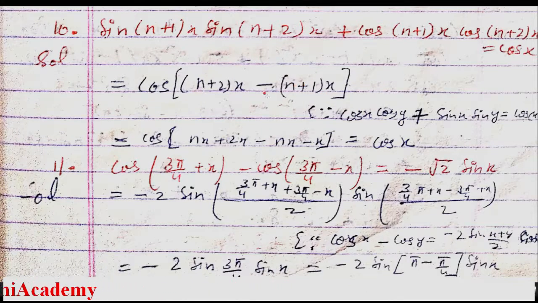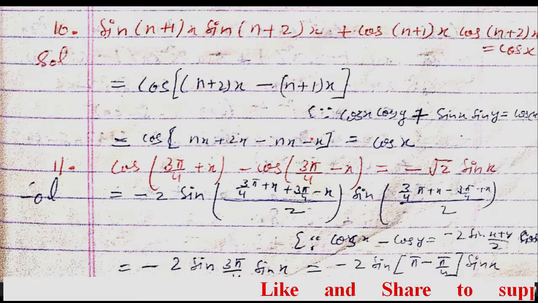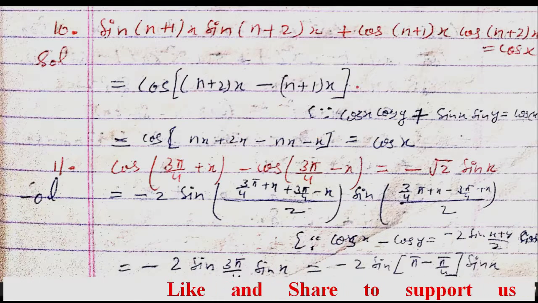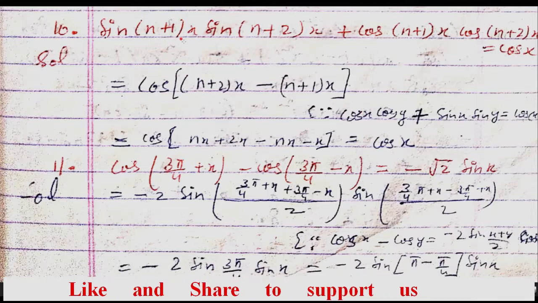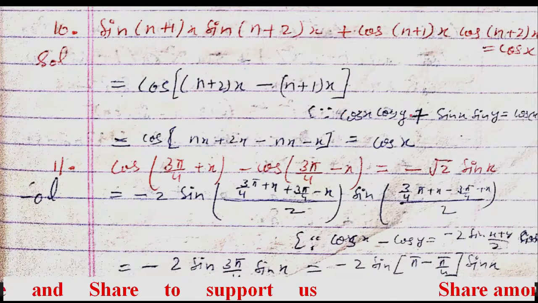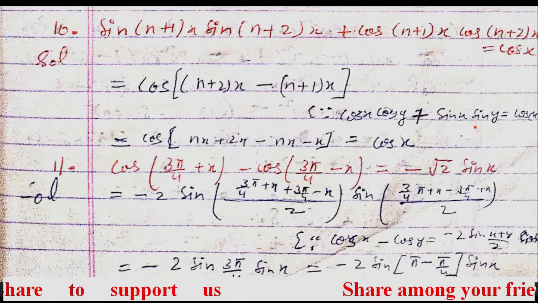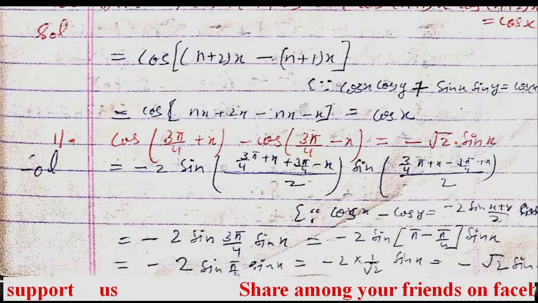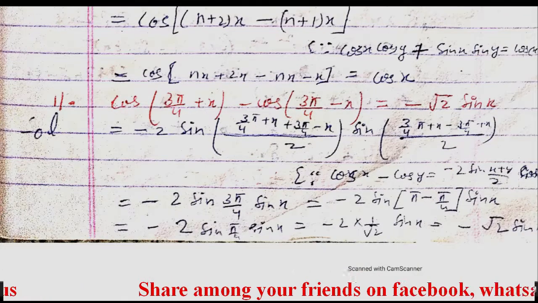So when we open the bracket, we achieve this step, and here you can see nx and nx will cancel each other. Now 2x and x, when you subtract, you will get x. So this question is very simple. You only have to use the formula cos x cos y plus sin x sin y is equal to cos(x minus y). Now question number 11.